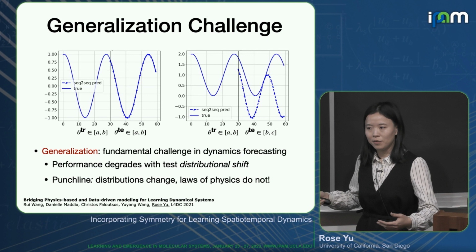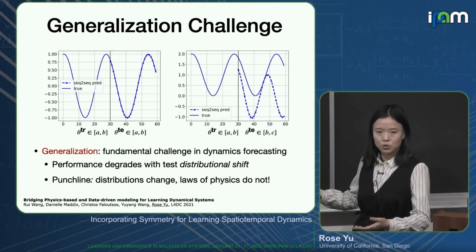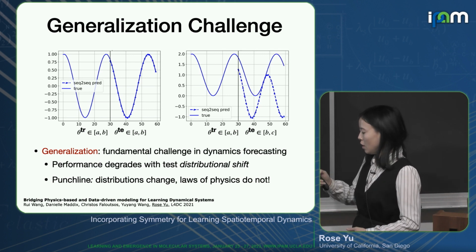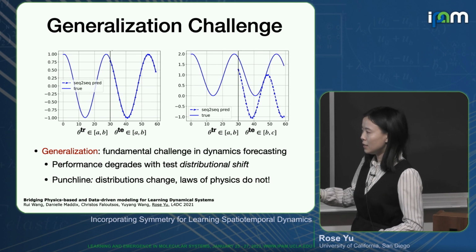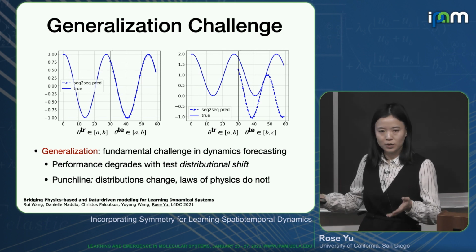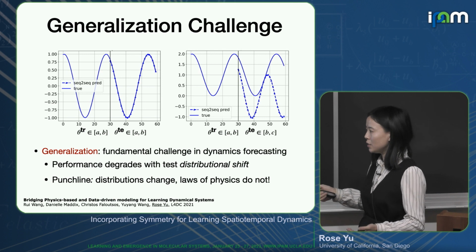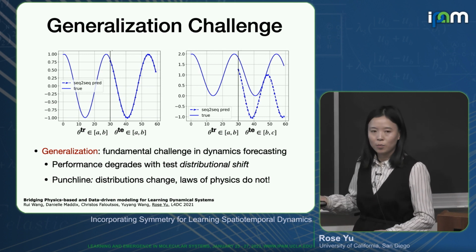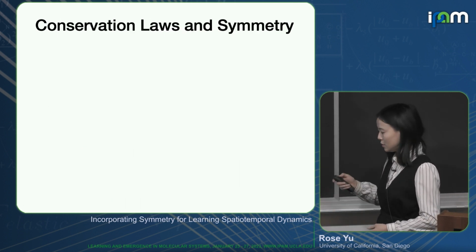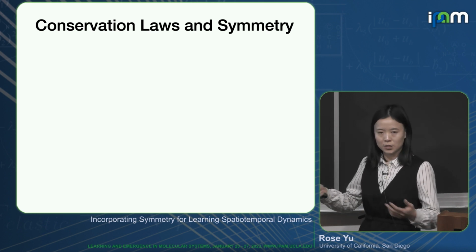Can we leverage insights from physics to alleviate this issue of distribution shift? The high-level idea is that even though the distribution has changed from training to testing, the laws of physics do not. So maybe we can incorporate the laws of physics into this system such that the models can generalize.